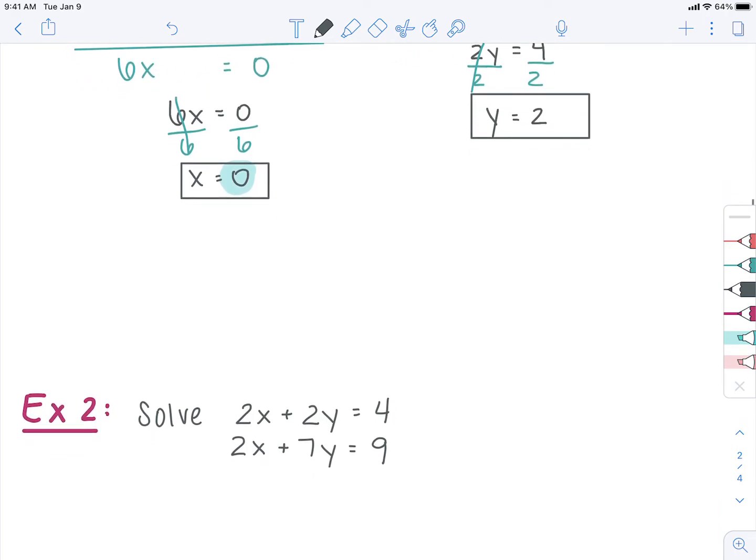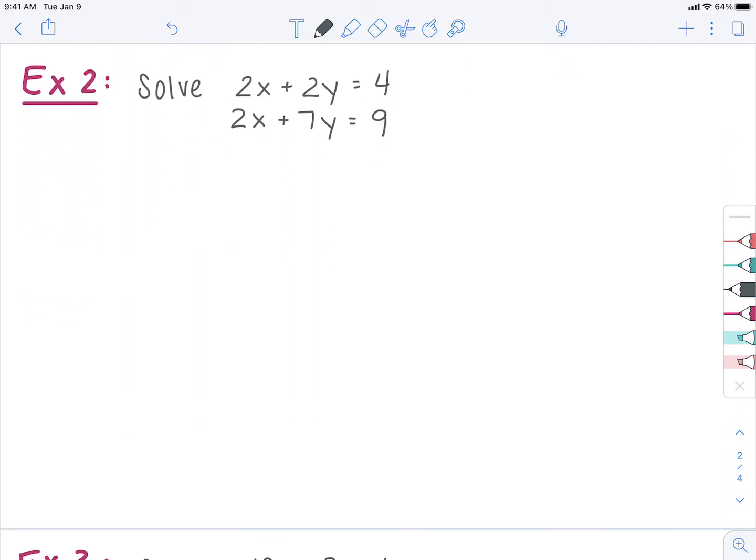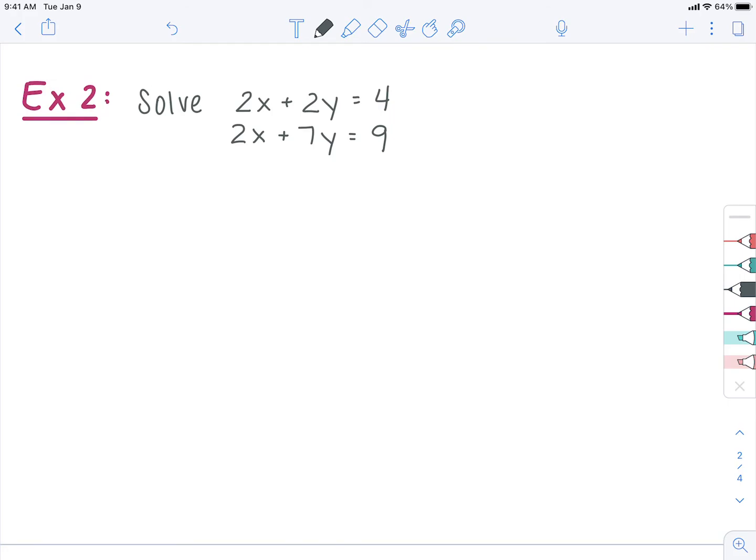If we were going to solve 2x plus 2y equals 4, and 2x plus 7y equals 9, I don't have anything that's already opposite coefficients, but I do have a variable that has at least the same number in it. I see that right off the bat. I see I have a 2x and I have another 2x.